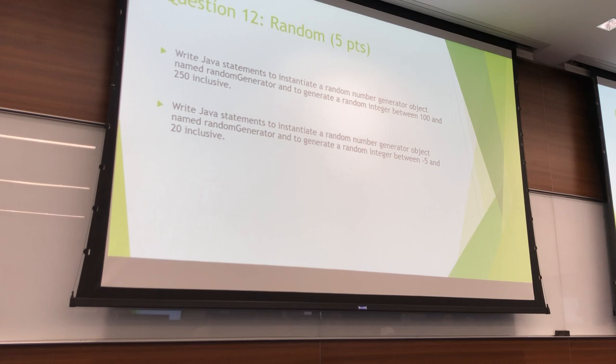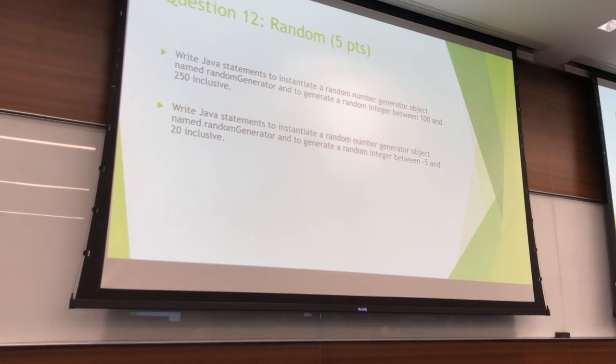Oh, this isn't too bad. All right. We're supposed to write Java statements to instantiate a random number generator object named randomGenerator and to generate a random integer between 100 and 250 inclusive. So this is going to be two statements, right? One to instantiate the generator, and one to generate the number.